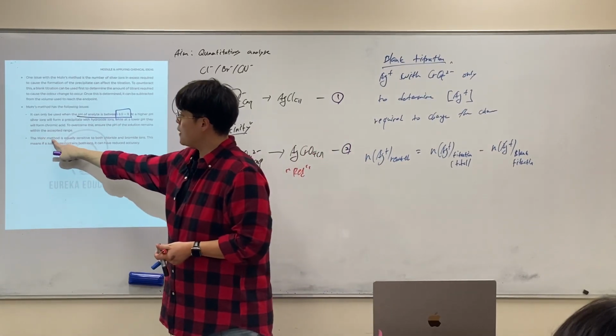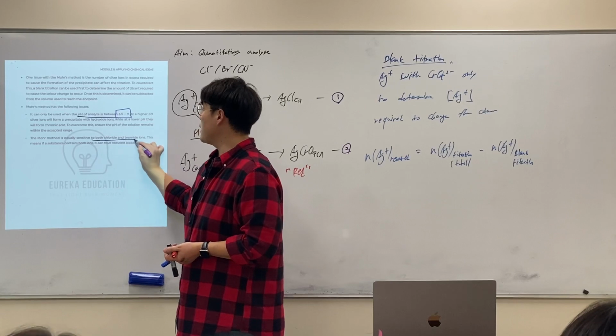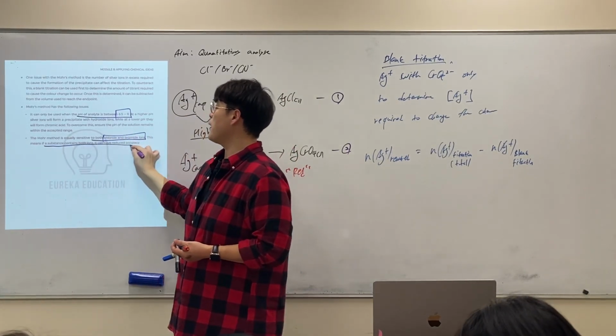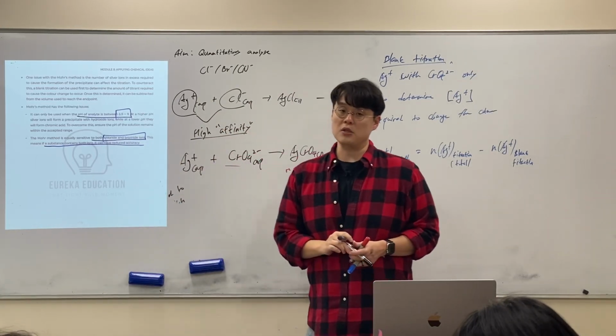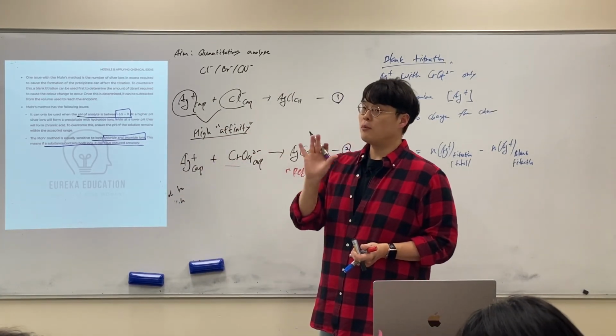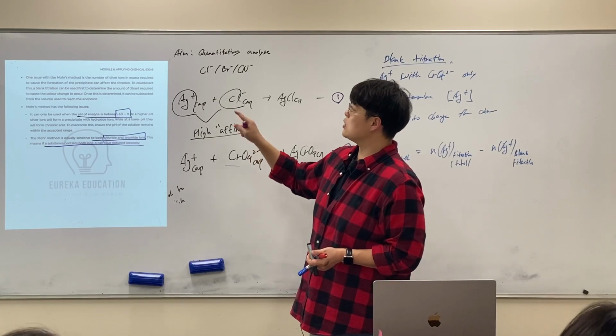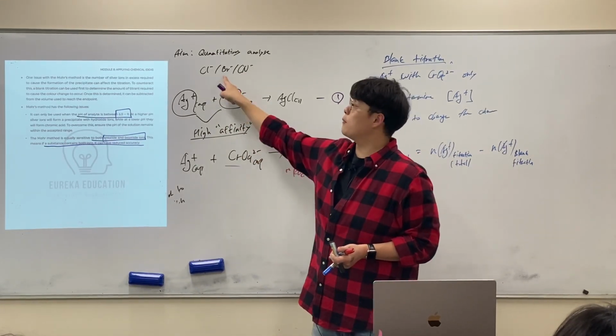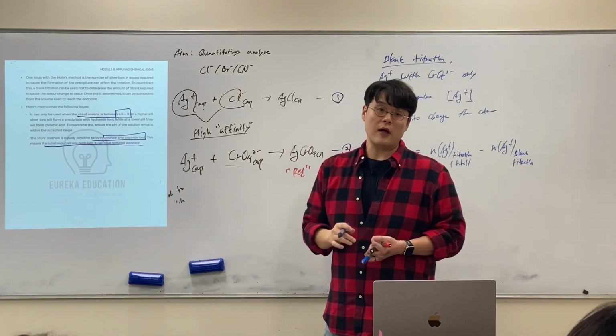Second, the Mohr method is equally sensitive to both chloride and bromide ions, which means a substance containing both ions can have reduced accuracy. So it's preferred that for the Mohr method, we only use it to determine just one of those anions. If you have both of them, you wouldn't get the exact value.